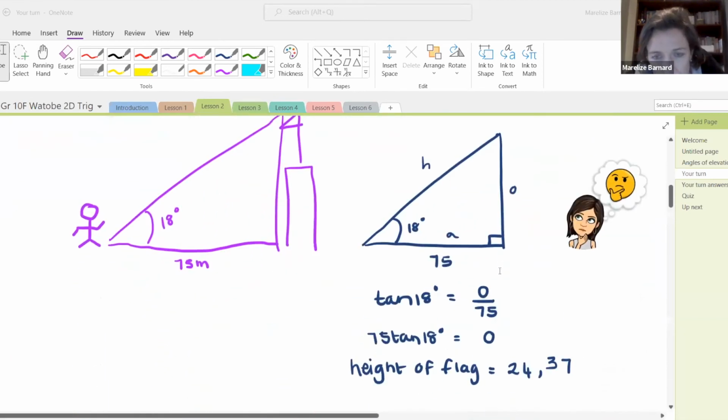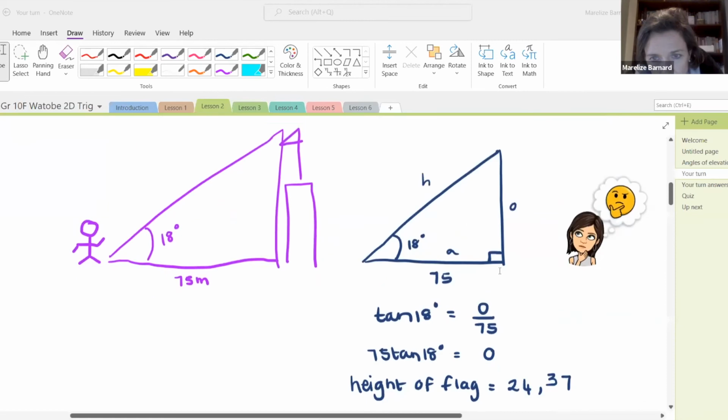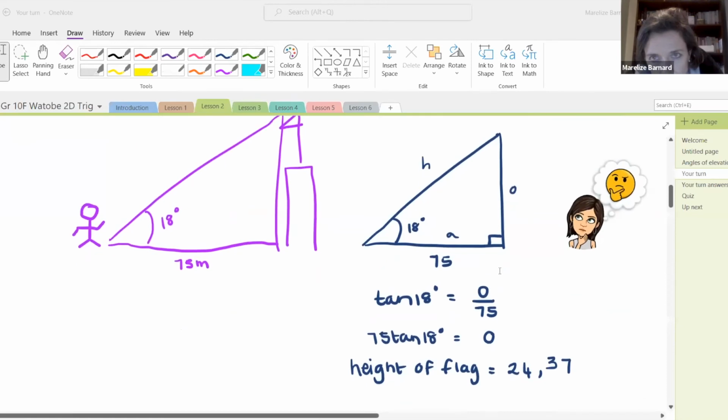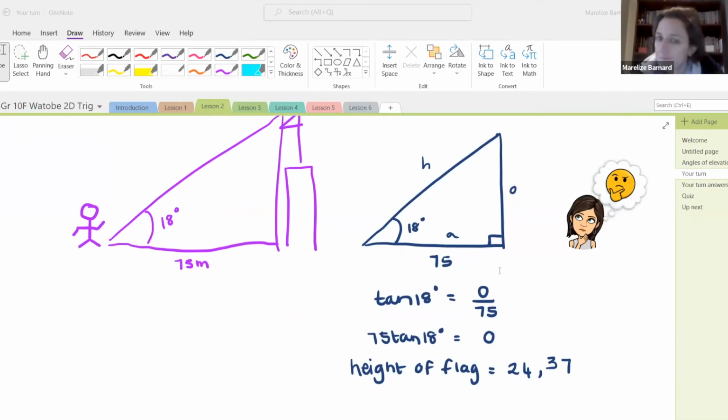Okay, ma'am. So I wasn't supposed to write it as 10, 80 or 75 divided by 10, 18. No, so in this case, we've got the opposite over the 75. So we times by 75 to get the opposite side, which is the side we're solving for on its own. Okay, ma'am. Thank you, ma'am.